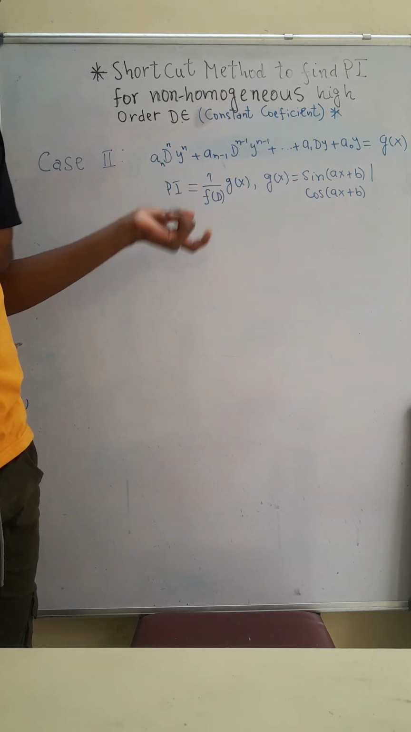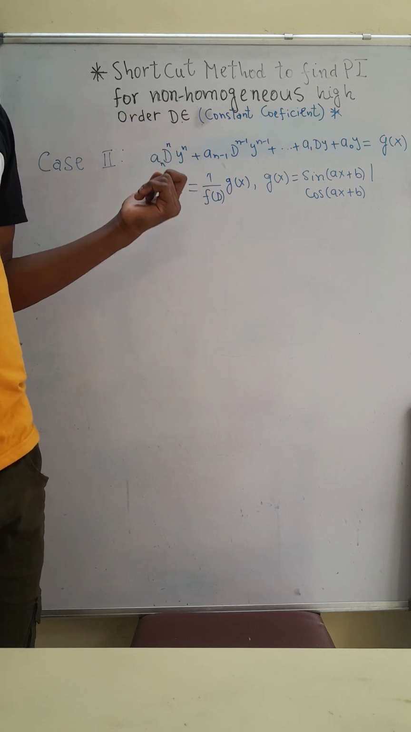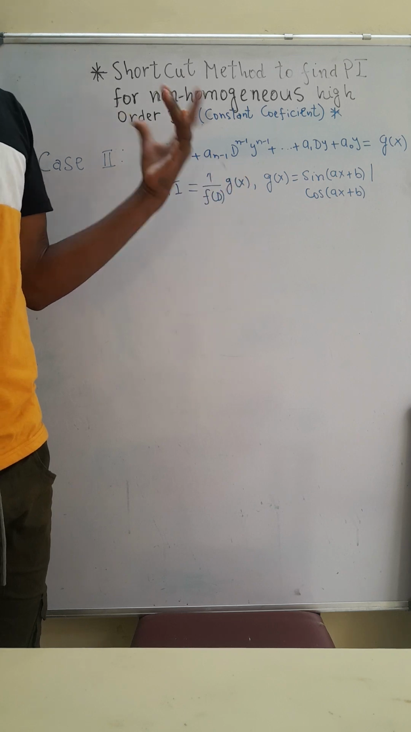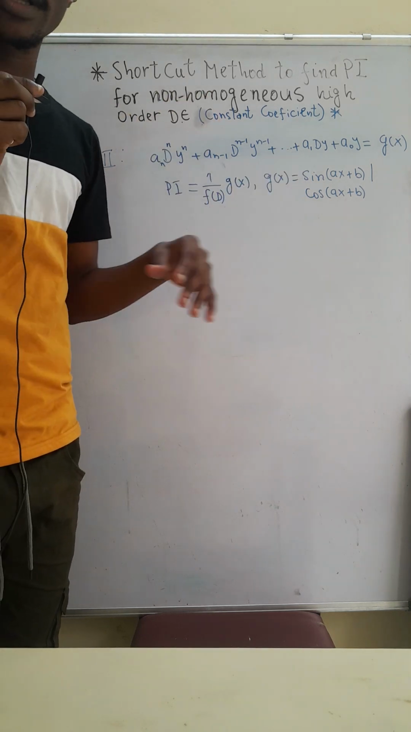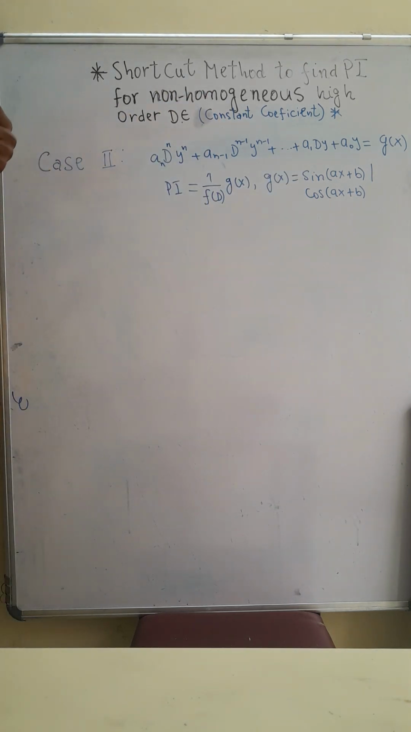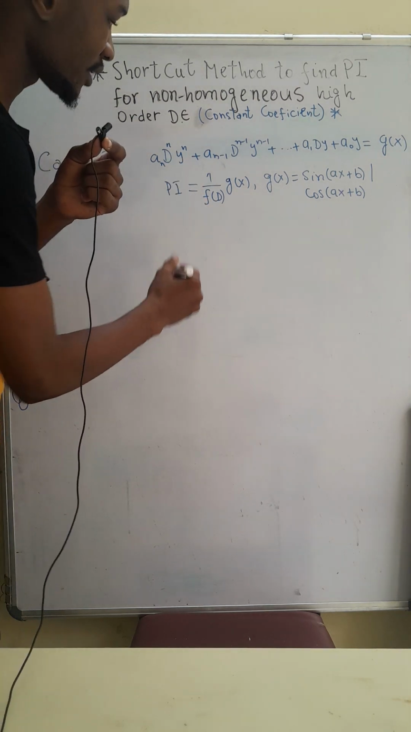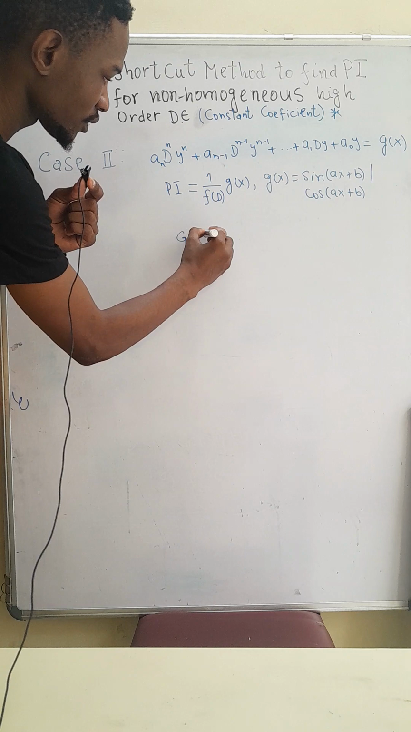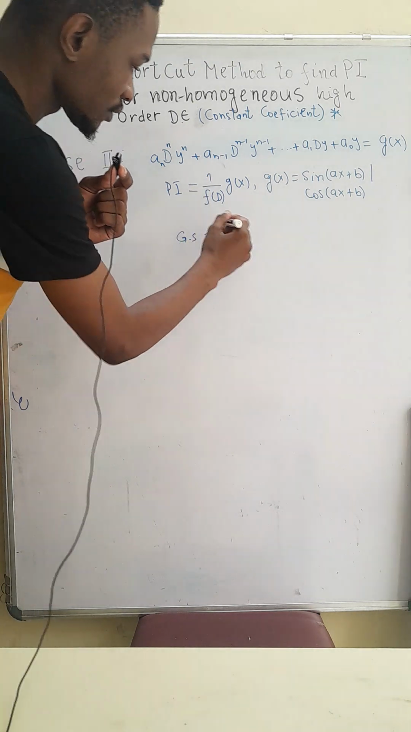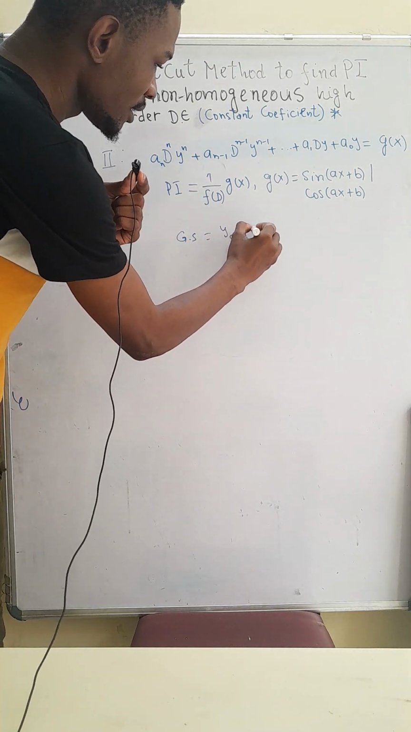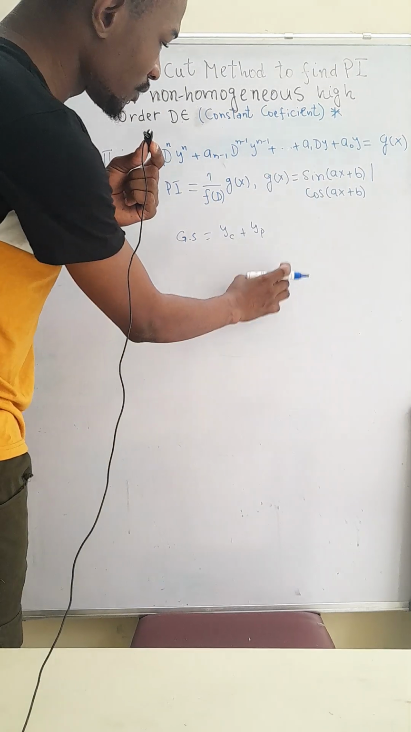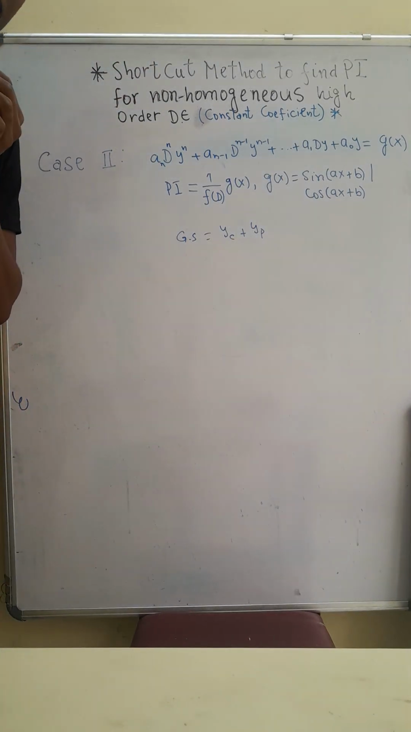The first solution is yc, and the second one is yp. yc is the complementary function, and yp is the particular integral. The general solution for a high order differential equation is equal to yc plus yp. This one we know how to find. Now we are trying to find yp, that is our particular integral.